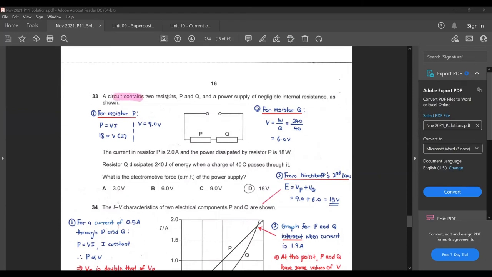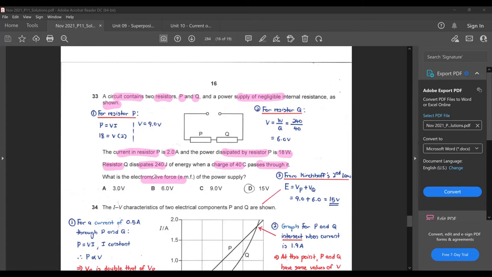a circuit that contains two resistors P and Q and a power supply of negligible internal resistance as shown. The current in resistor P is 2 amps and the power dissipated by resistor P is 18 watts. Resistor Q dissipates 240 joules of energy when a charge of 40 coulomb passes through it. What's the EMF of the power supply?